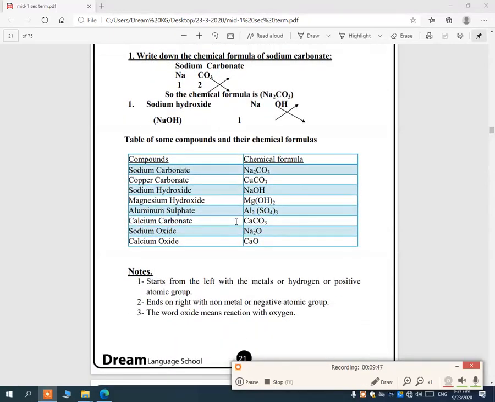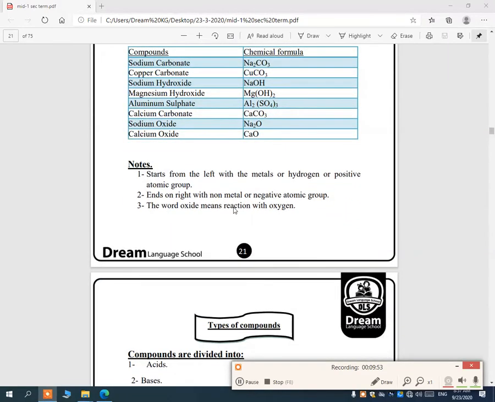Okay, and we have here some compounds and their chemical formulas. Take care, we must start on the left with a metal or hydrogen or a positive atomic group, and we will end with a non-metal or a negative atomic group. The word oxide means that this reaction is done with oxygen.